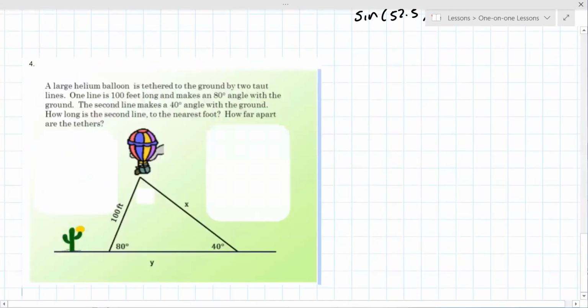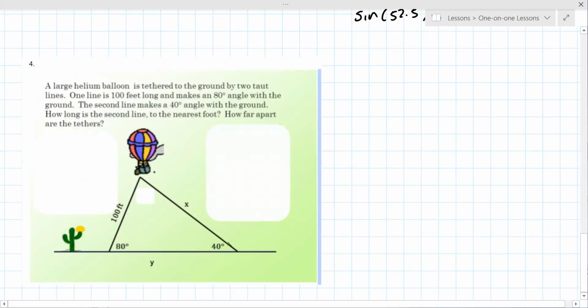Okay. Large helium balloon. There's our helium balloon. It's tethered to the ground by 2 taut lines. Sometimes they don't give you the information, so you have to fill these in. One line is 100 feet long and makes an 80-degree angle with the ground. The second line makes a 40-degree angle with the ground. How long is the second line?